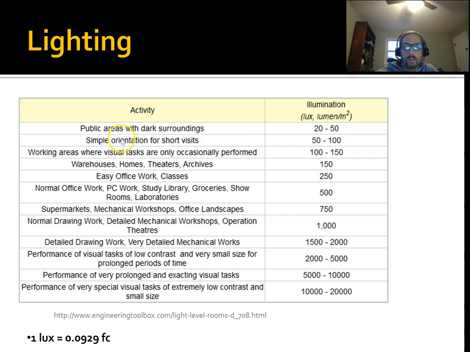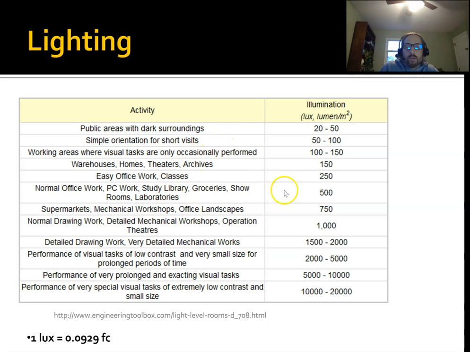Right, so if you're outside, in a parking lot or whatever, you just need enough light to be able to see what's going on. You don't want it to be dark, right? So that's really dim, like 20 to 50 lux. That's like 2 to 5 foot candles. That's pretty dark. And then different tasks require different light levels, right?